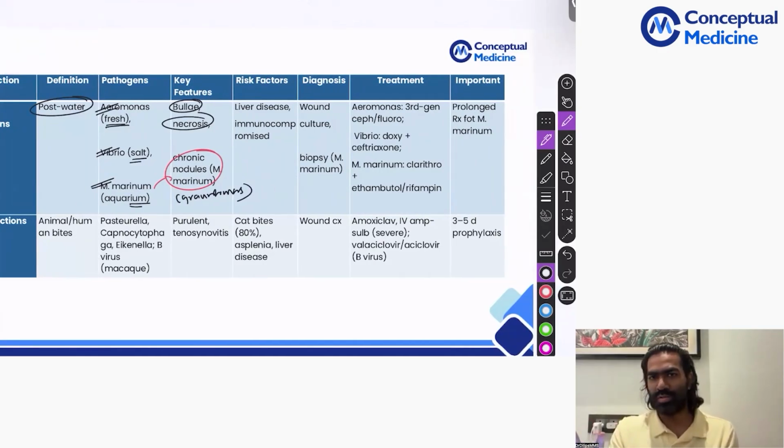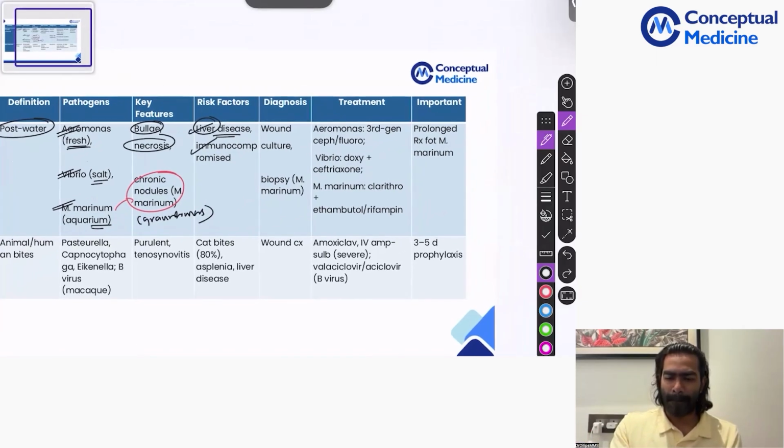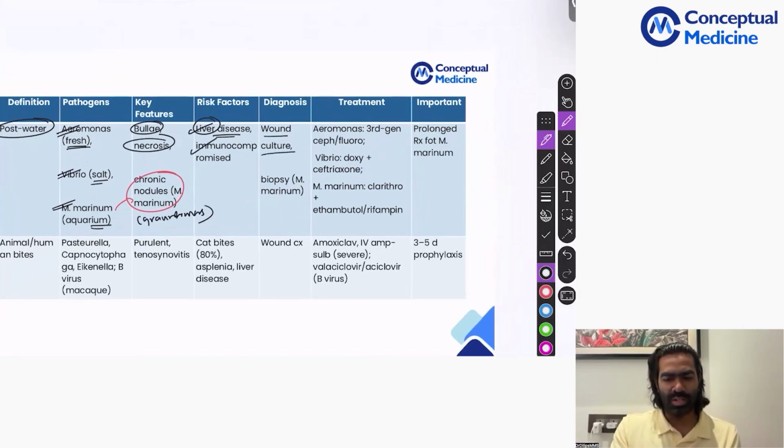The most important risk factor is going to be liver disease, for example cirrhosis, maybe portal hypertension, and immunocompromised individuals. But liver disease is the usual risk factor, especially for Vibrio infections. Diagnosis is going to be based on the wound culture, and you have to do a biopsy and pick up the acid-fast bacillus, and you have to culture it to find out Mycobacterium marinum.